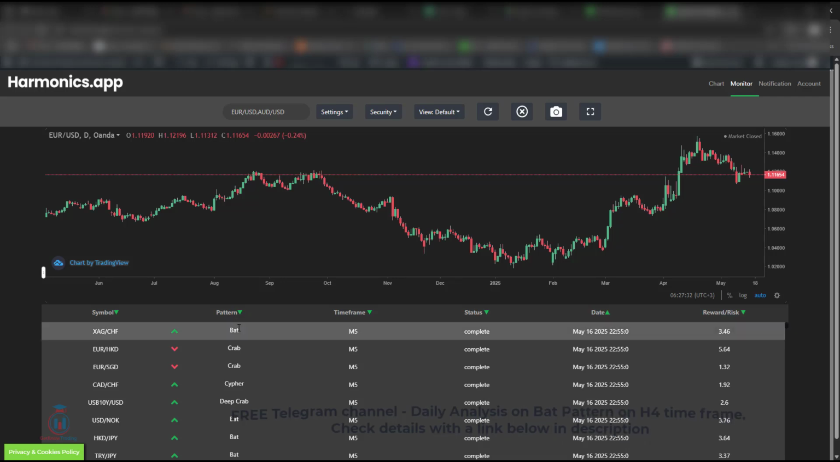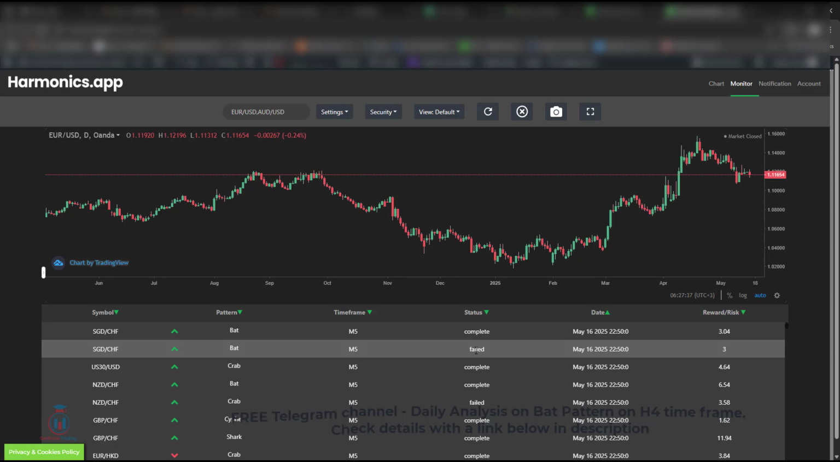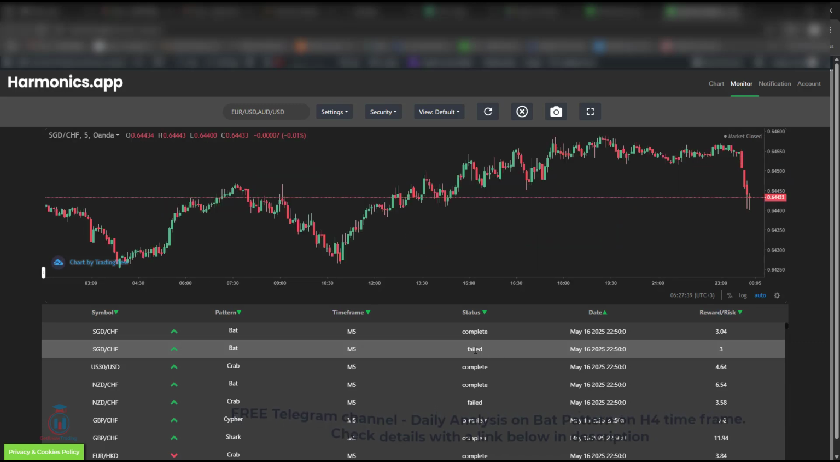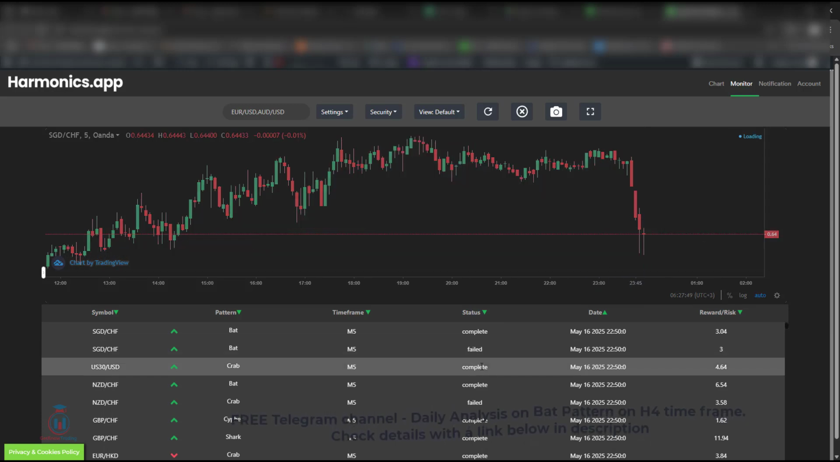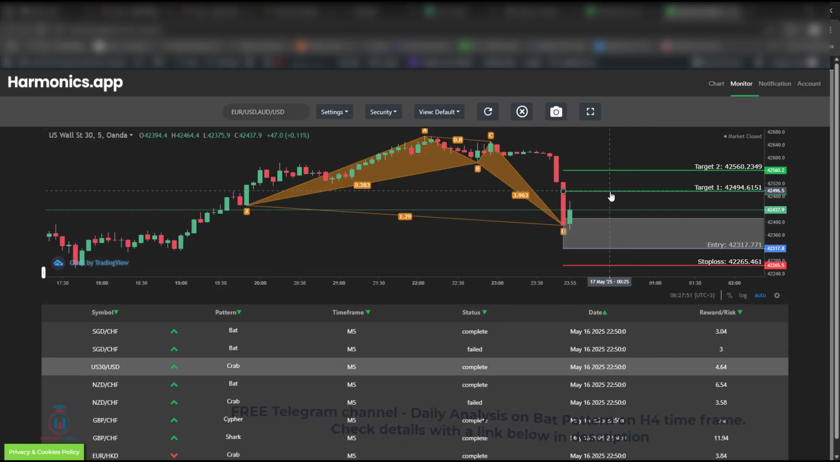Here inside the column you can see the pattern, but you can also see the status. Complete, then you have failed if the pattern has completely failed. When you click on it, you immediately get on the chart this information about this chart, and you can see that the stop loss has been reached, which means failed. Then you have complete, that means it's still available for trading. The price did not reach a stop loss and did not reach the take profit two.